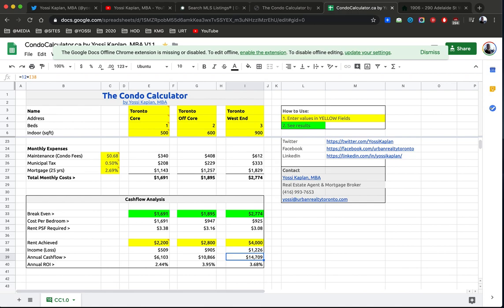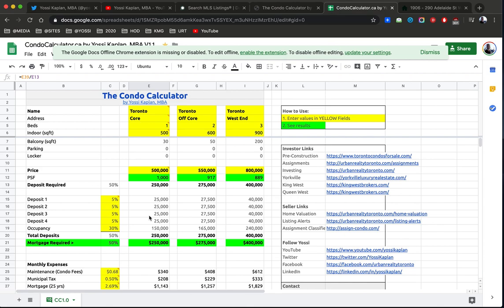with income of $14,709 a year. This is cash on cash, not including any other expenses, not including anything else. Just cash on cash, and 3.6% in the three bedroom, 3.95% in a two bedroom, and 2.44% for annual ROI, cash on cash, ignoring everything else, of course, for this one bedroom unit.